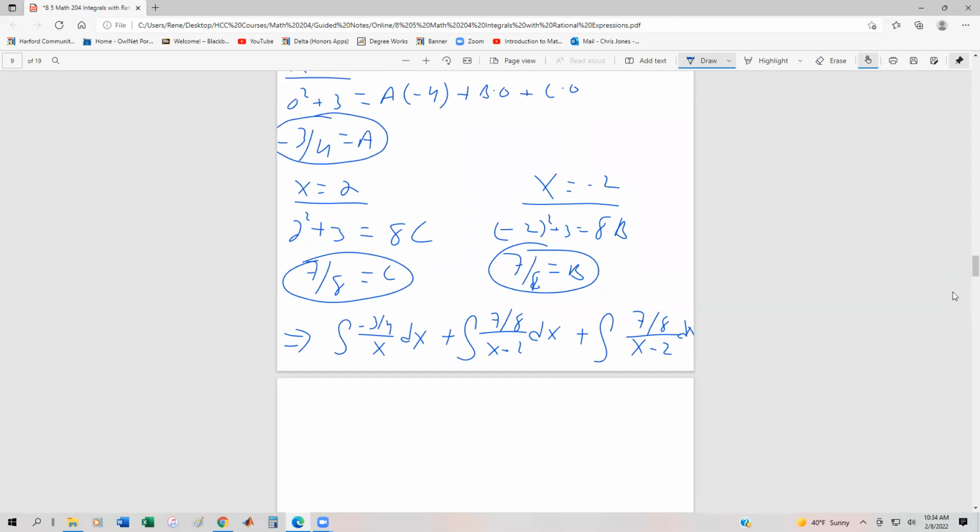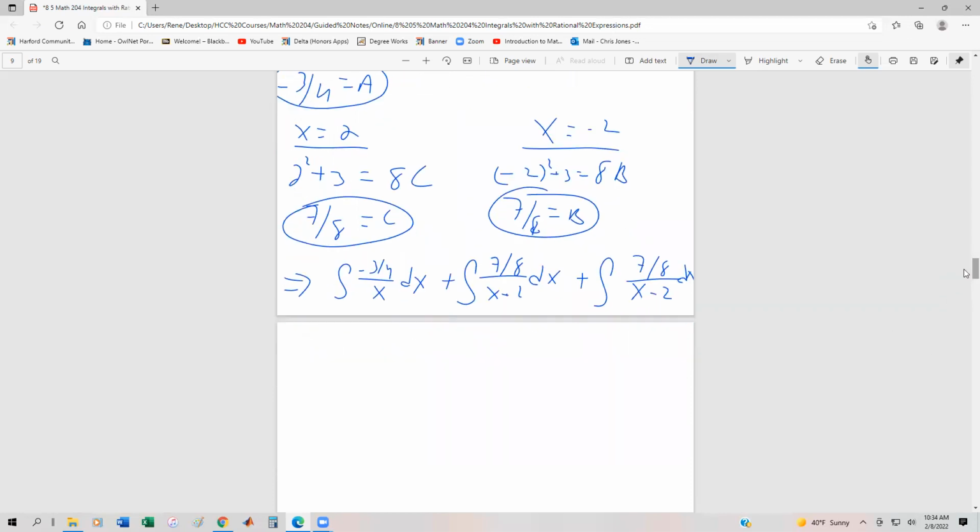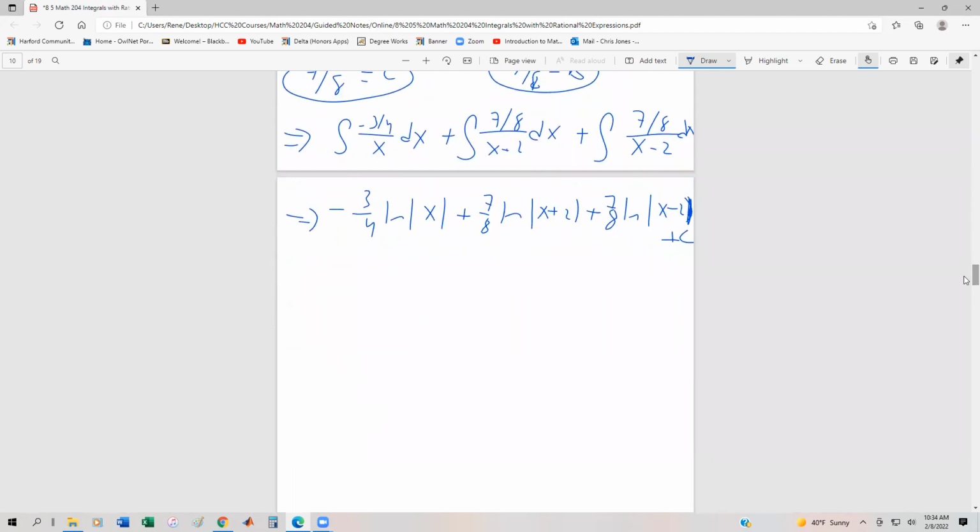We know that they're all going to be natural logs, because they're all linear in the denominator. So one answer that we could arrive at is negative 3/4 natural log of x, plus 7/8 natural log absolute x plus 2, and then another 7/8 of ln absolute x minus 2. And of course, there's a plus c in there. And on the examination, I don't have any problem with that solution.